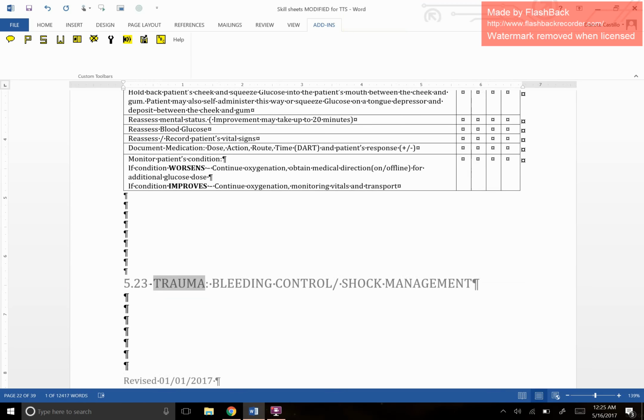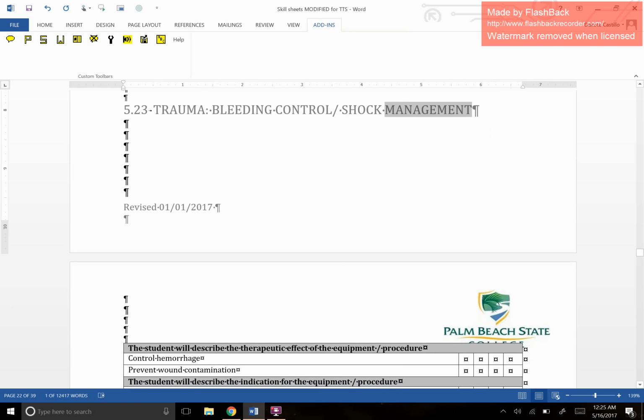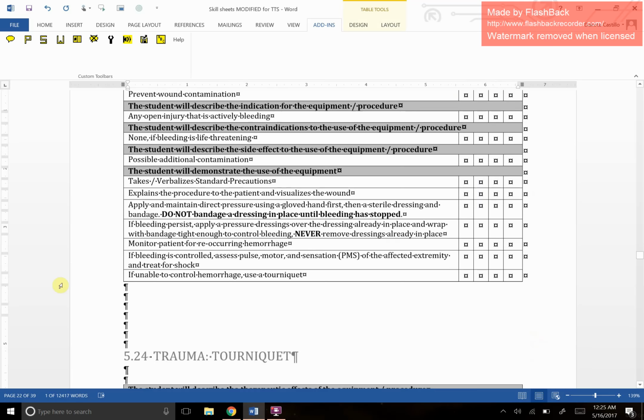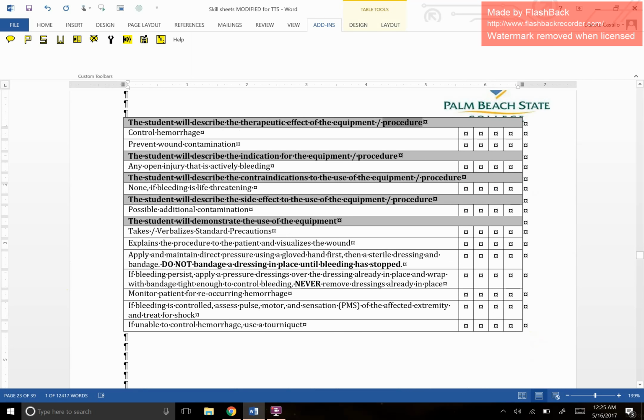5.23 Trauma, bleeding control/shock management. The student will describe the therapeutic effect of the equipment/procedure: control hemorrhage, prevent wound contamination. The student will describe the indication for the equipment/procedure: any open injury that is actively bleeding.